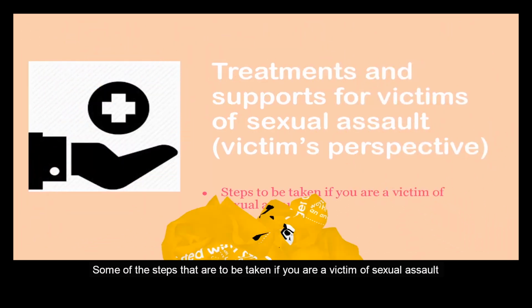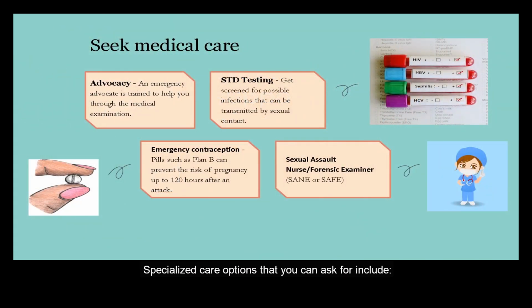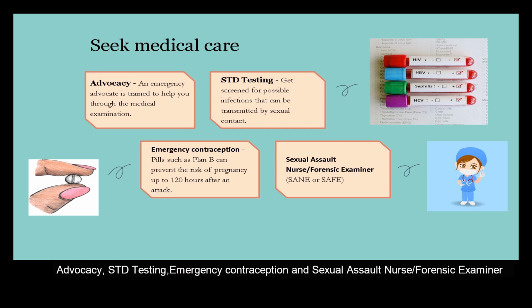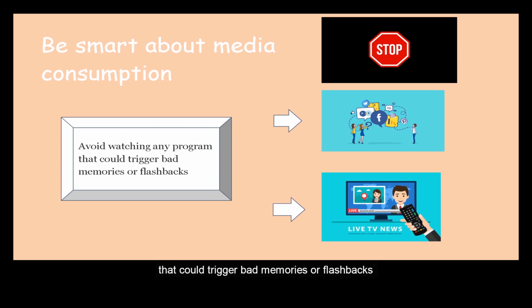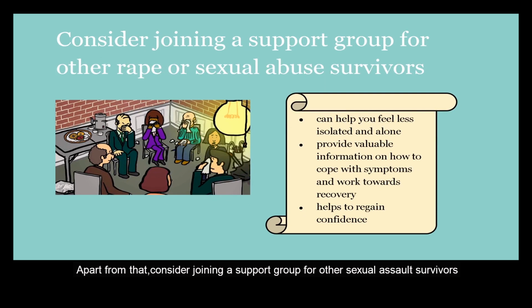Some of the steps to be taken if you are a victim of sexual assault is to seek medical care. Specialized care options that you can ask for include advocacy, STD testing, emergency contraception, and a sexual assault nurse or forensic examiner. Besides that, avoid watching any programs that could trigger bad memories or flashbacks, such as news reports about sexual violence or sexually explicit TV shows. Apart from that, consider joining a support group for other sexual assault survivors, as they can help you feel less isolated and alone, cope with symptoms, and work towards recovery.